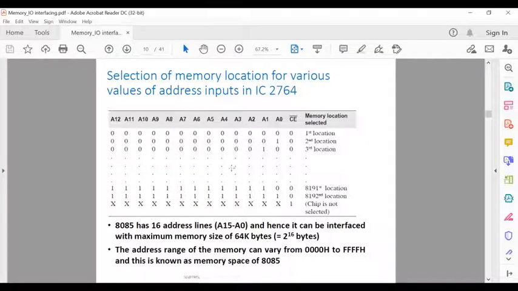In between, how many memory locations are available? 8,192 locations. But you don't need to consider the memory locations in between. You have to consider only the initial location and the last location. Clear? Don't need to consider the second location to the 8,191st location. Okay, only remember the first one and the last one. Clear?